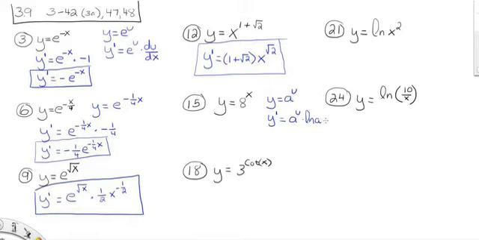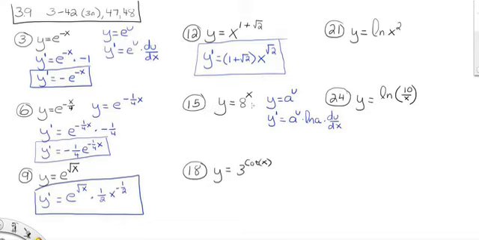And then we have to do the chain rule, so times du dx. So again, the derivative of the a part is a to the u natural log of a. That's all the derivative of a. And then we have to do the chain rule, the derivative of u, du dx.